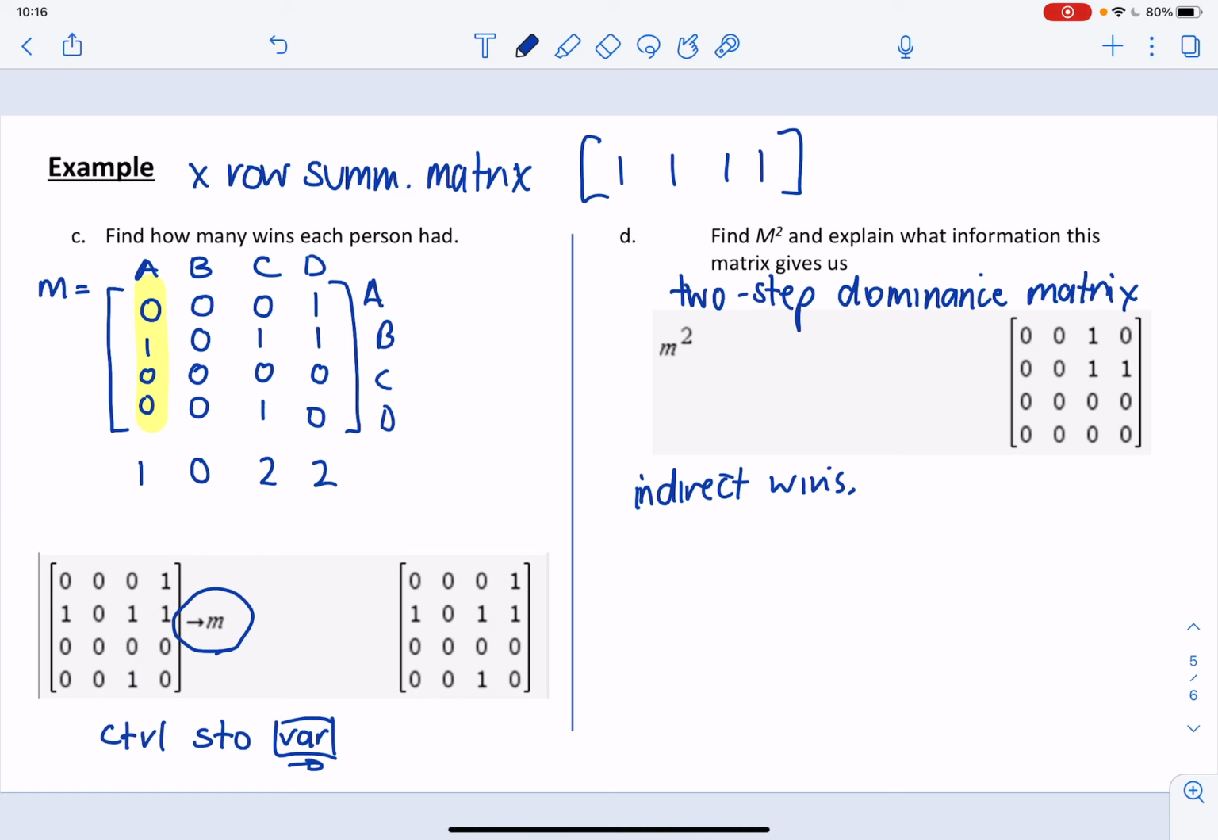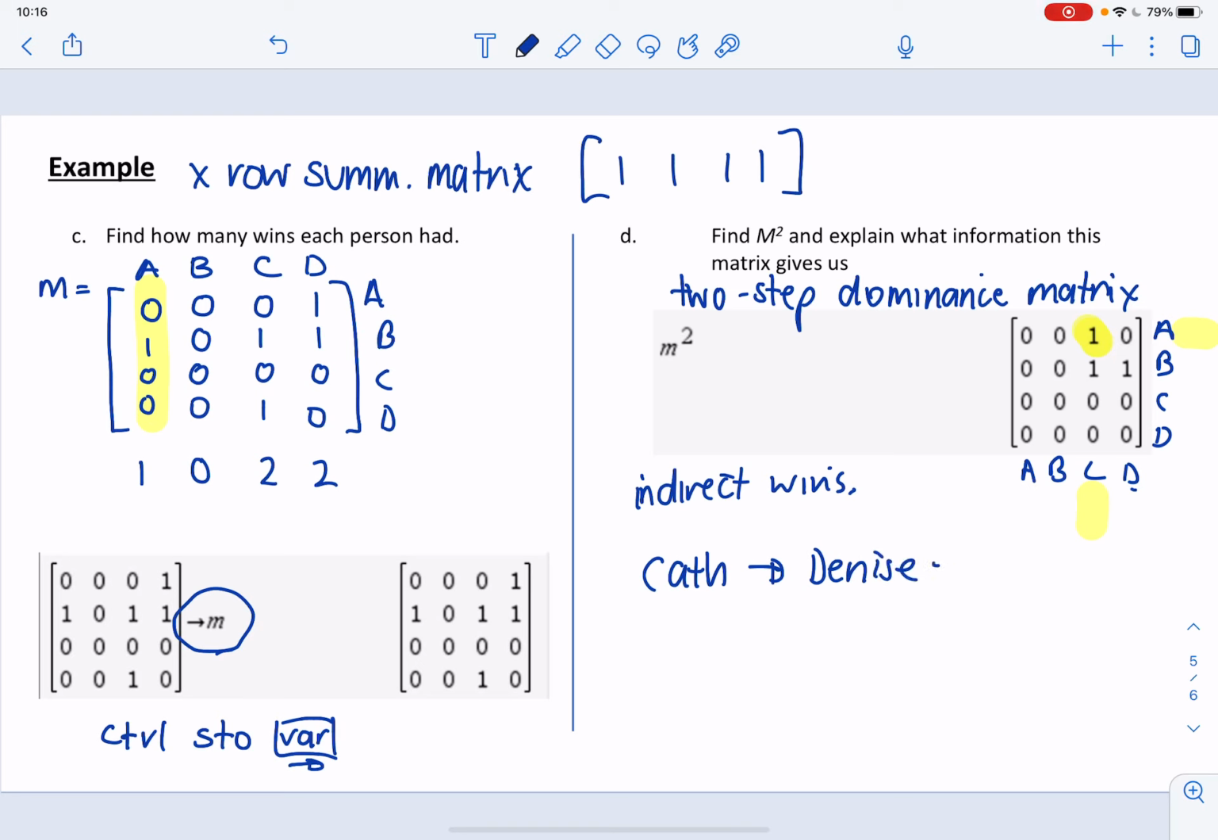So I'm going to put A, B, C, D along the bottom here, and A, B, C, D across here. Even though Kathy didn't play Abby, so this is Kathy here, and that's Abby there. Even though Kath and Abby didn't play each other, we can see that Kath defeated a player who defeated Abby. So how this works is that Kath defeated Denise, who defeated Abby. Therefore, it's an indirect win.